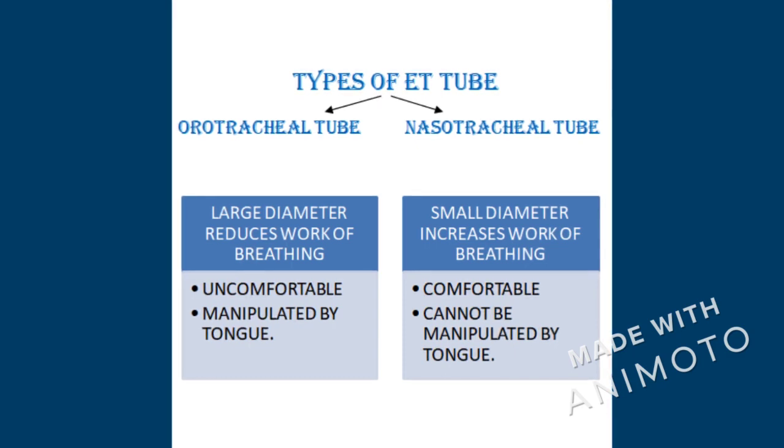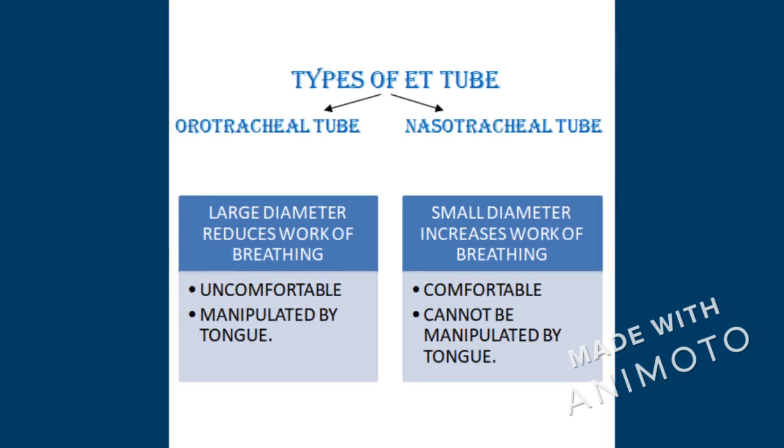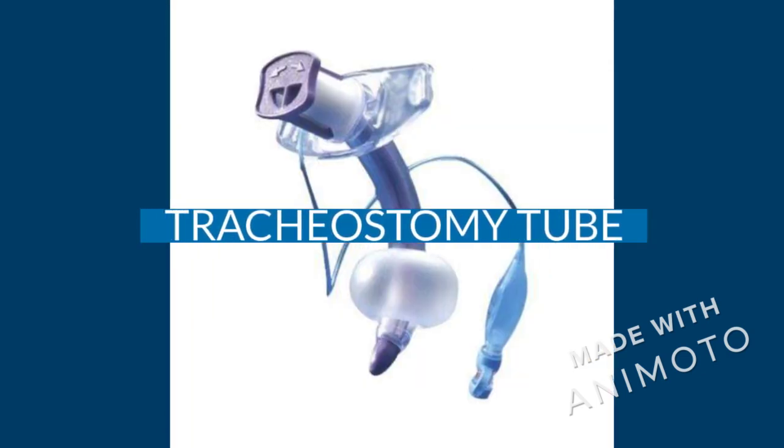Orotracheal tube is uncomfortable and the patient can manipulate it with the tongue and it can cause airway obstruction, while the nasotracheal tube is comfortable and the patient cannot manipulate it with his tongue. But in case of bleeding disorders, nasotracheal tube is avoided.